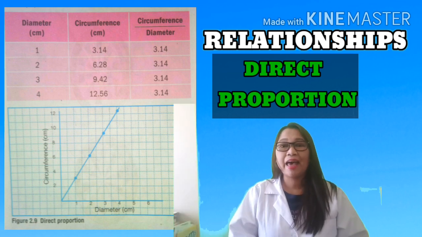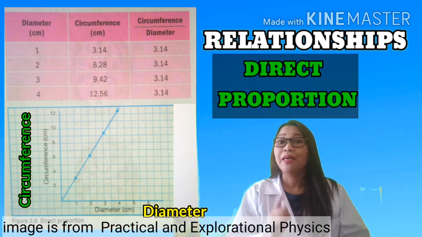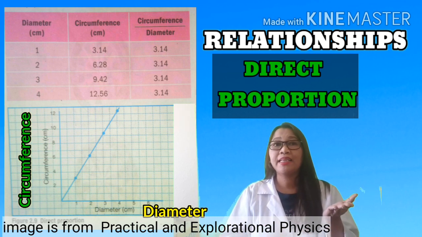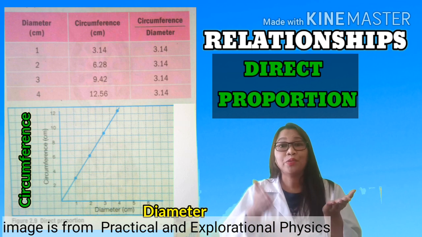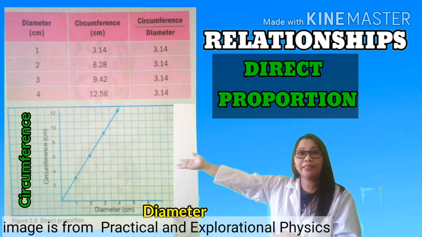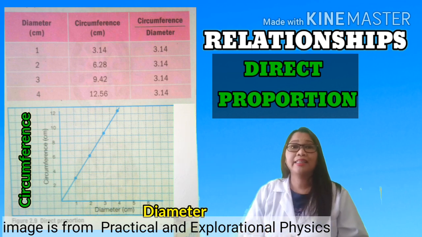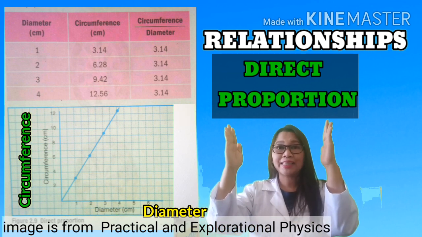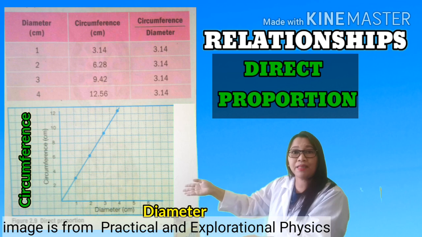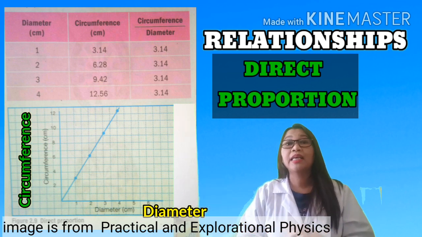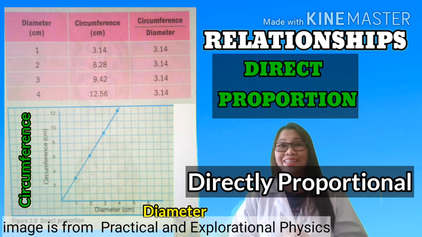Alright, so this time let us have the types of relationships. Did you know that dependence of quantities on one another varies? Some quantities will increase proportionately to the others. Consider the dependence of the circumference of the circle to its diameter. As the diameter increases, the circumference also increases. So as you can see, the graph is a straight line, the slope is constant, the circumference is directly proportional to its diameter.